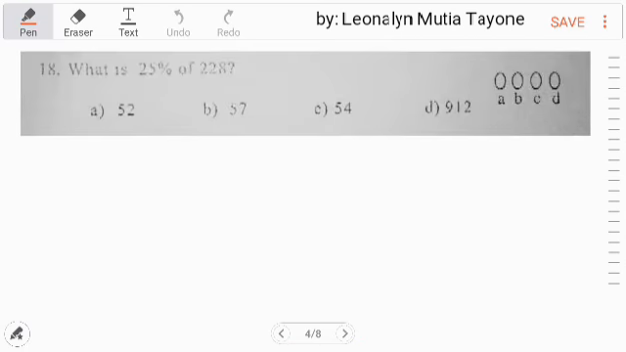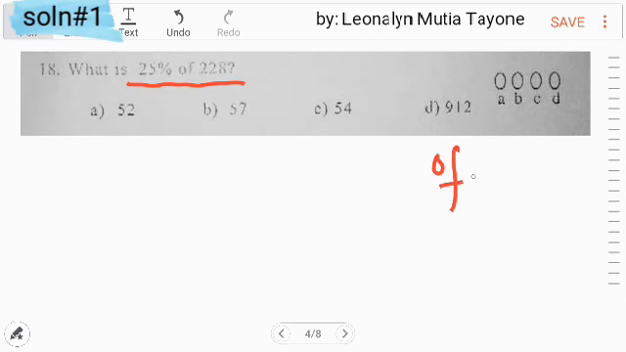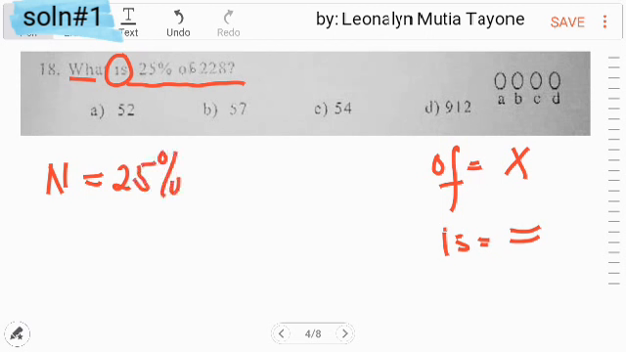Number 18. What is 25% of 228? Para hindi na kayo mag-memorize ng mga formula, ito ang pinaka mas maganda for me. Of multiplication iyan siya, is equal iyan siya. What, let n be that number, is equal siya sa 25% of, multiplication iyan, 228.